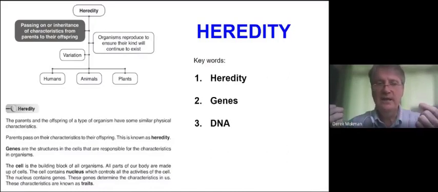Now, DNA makes genes, okay? The DNA makes genes, and genes is what you get from your mother and your father. But not just humans. Animals too. Animals get genes from their parents, their mother and their father. And also plants. Plants get genes and DNA from their parents, the father plant and the mother plant. But we'll talk more about that in just a moment.